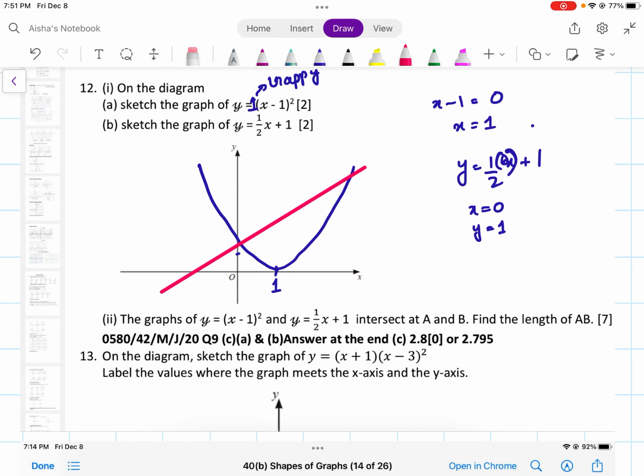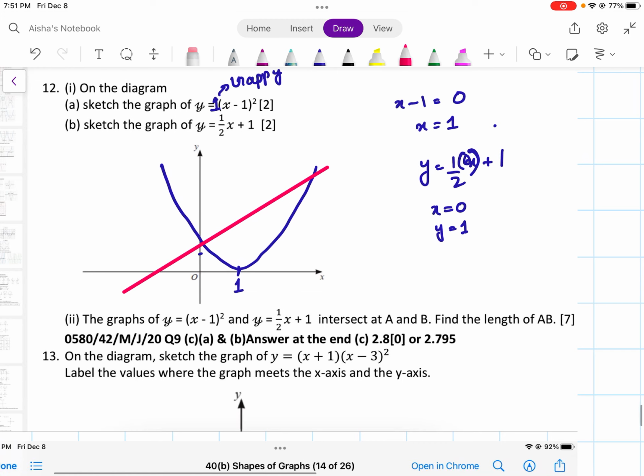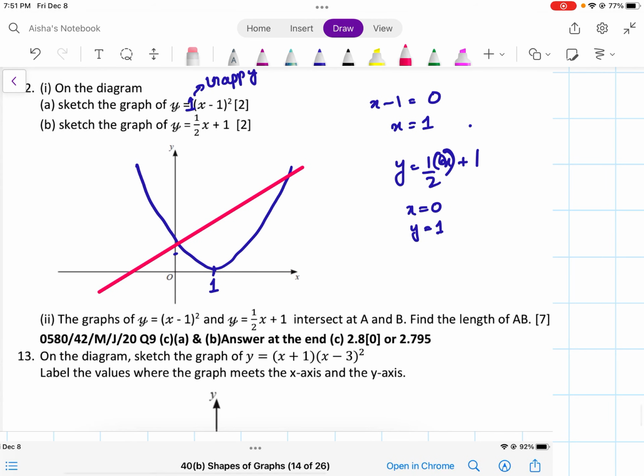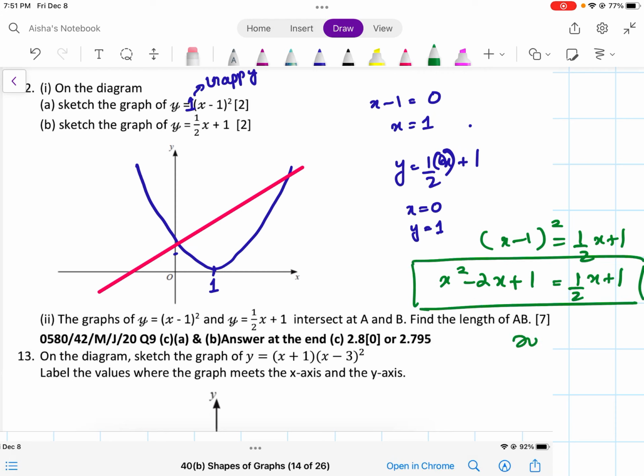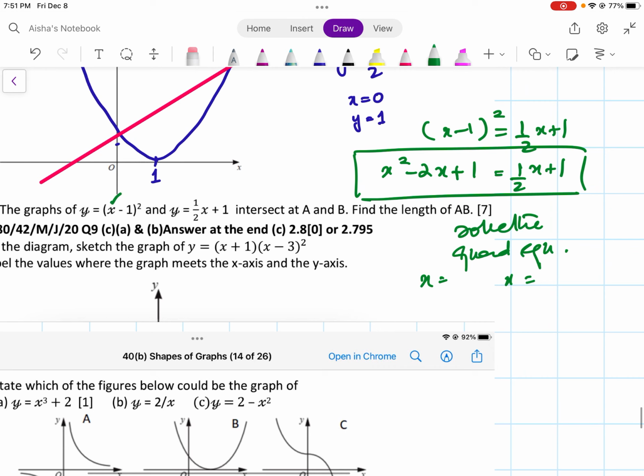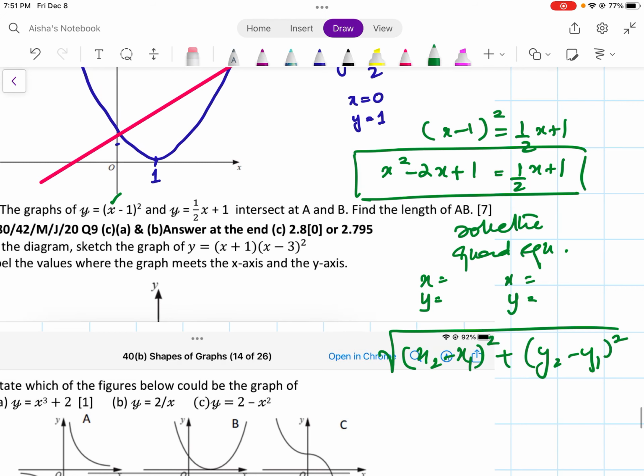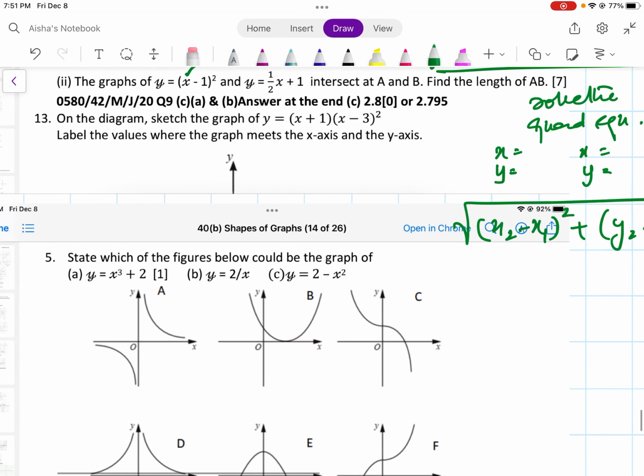ठीक है. Now they are intersecting at A and B, find the length of AB. अच्छा, अब ये सवाल तो simultaneous equation का, I don't think so they should be coming. तो x square minus 2x plus 1 equals to half x plus 1. Then you solve the quadratic equation. x की 2 values आएंगी, x की values यहाँ रख के आप y की values निकाल लीजिएगा, और distance formula से फिर आप distance निकाल लीजिएगा. This is a coordinate geometry question.